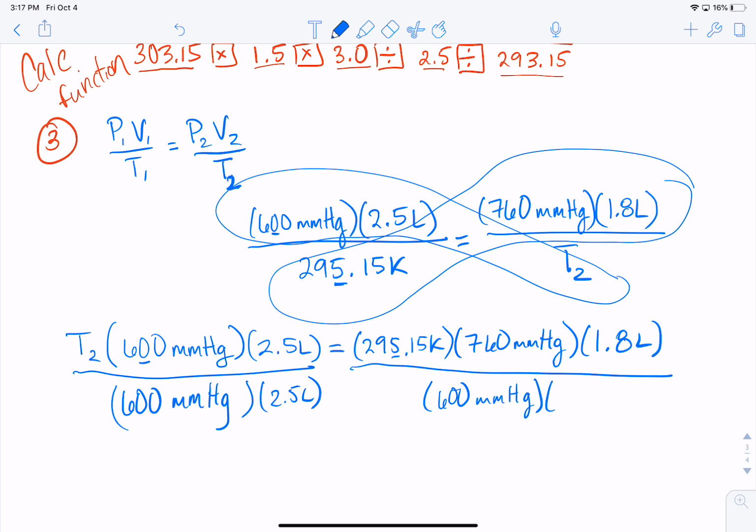All right, so we've got that. These cancel, and then I check my units. You guys get the idea? I wanted to show you that extra step.